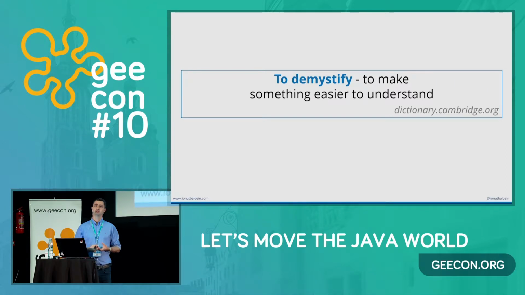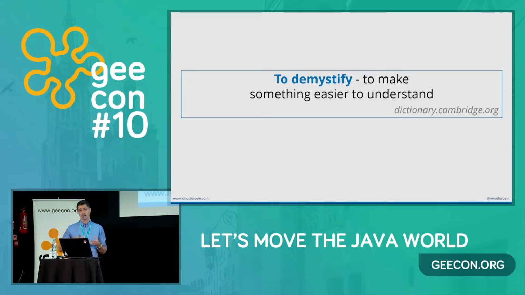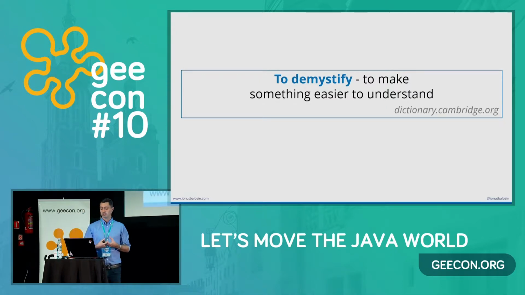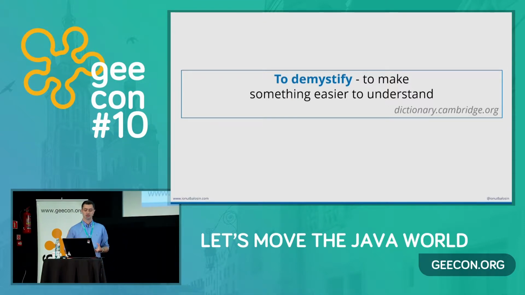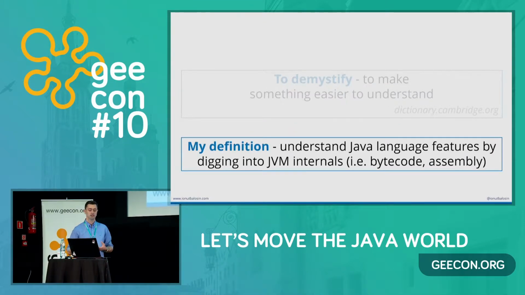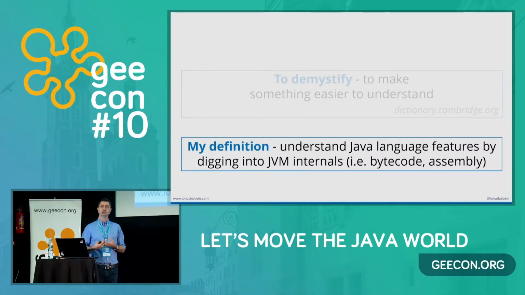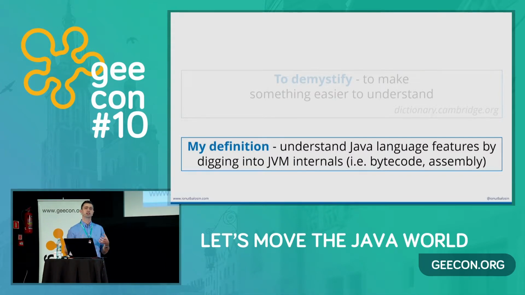Let's see what it means to demystify, because I see this word quite in fashion at conferences, and at GeeCON there are two other topics containing demystify. As per the Cambridge Dictionary, it means to make something easier to be understood. However, my definition is this: to make Java language features easier to be understood by revealing the internals, how they work internally behind the API actually. So this is the main point of my talk.